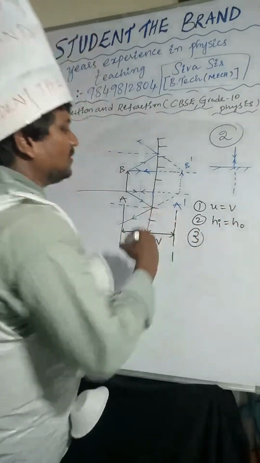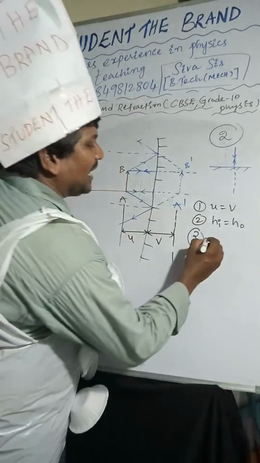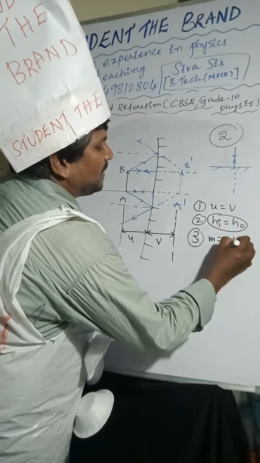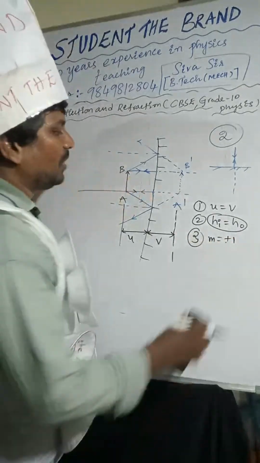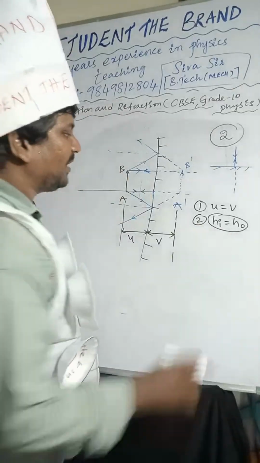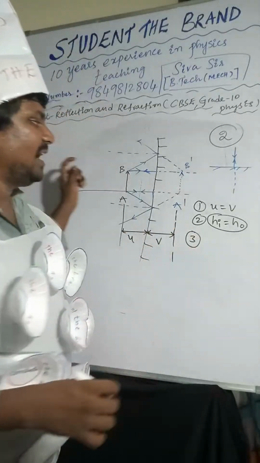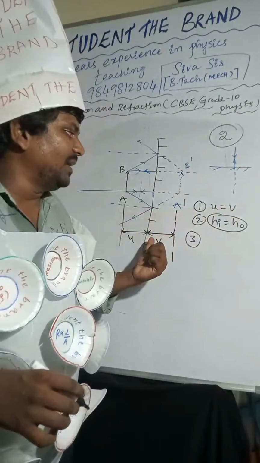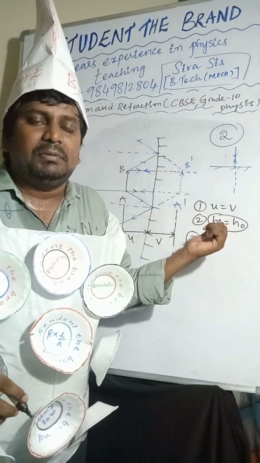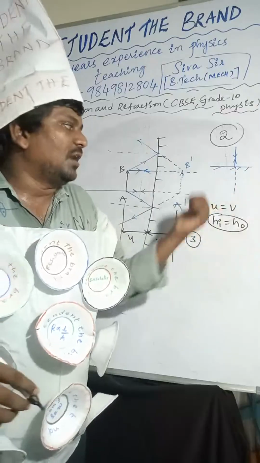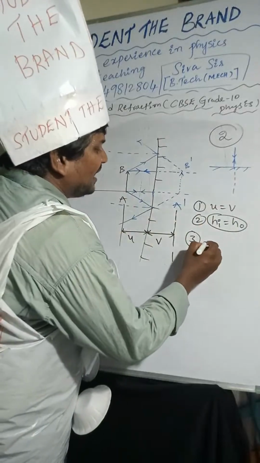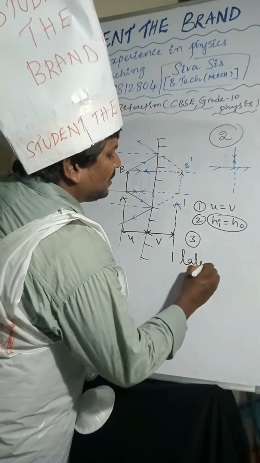Third one, you will get magnification +1. That is nothing but height of the image equal to height of the object. Magnification is +1, only in plane mirror. Object distance is equal to image distance, height of the object is equal to height of the image, and magnification is +1. And the next one: it also shows lateral inversion.